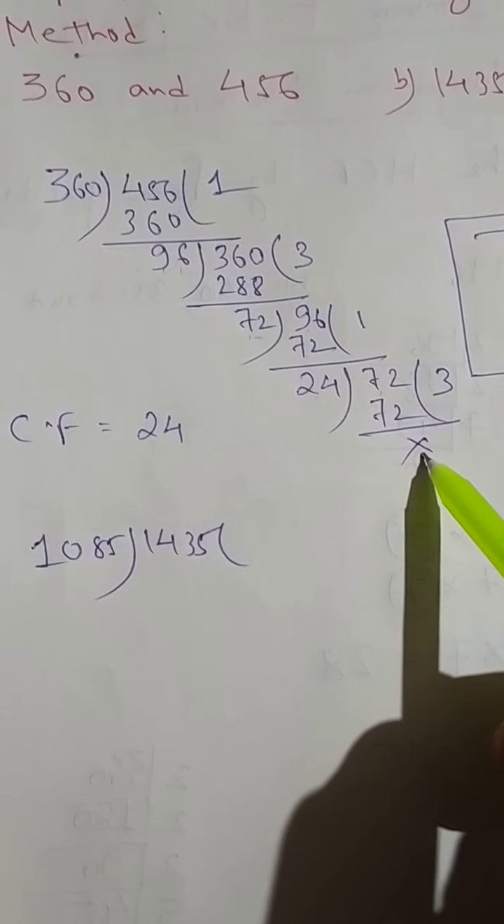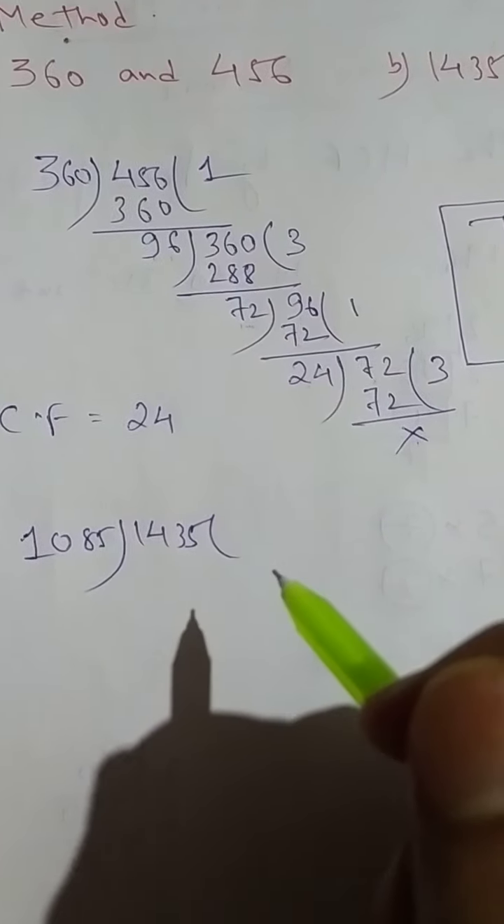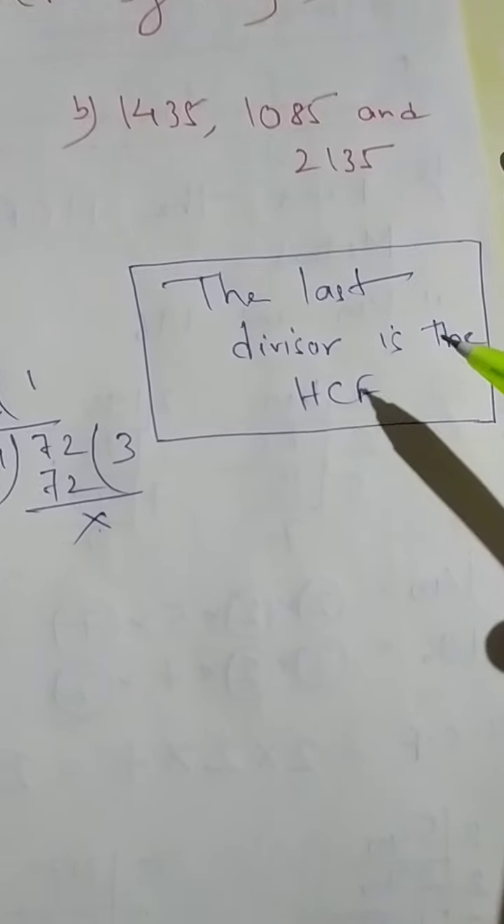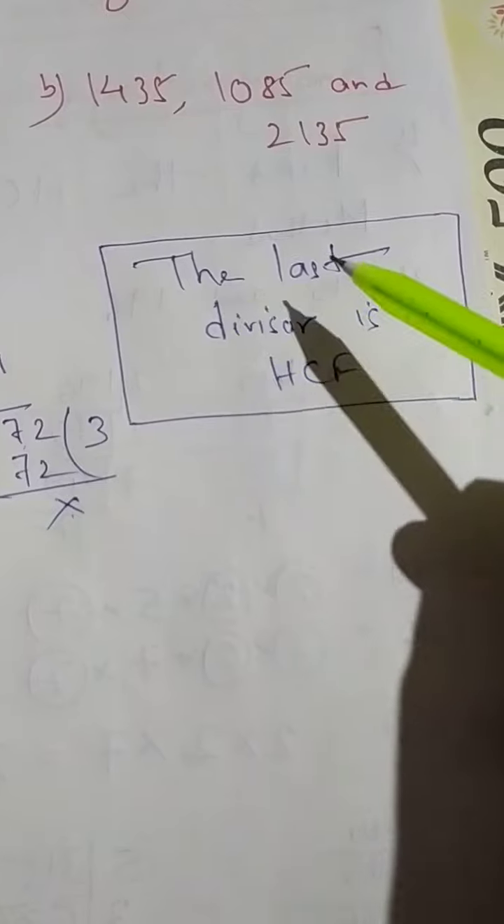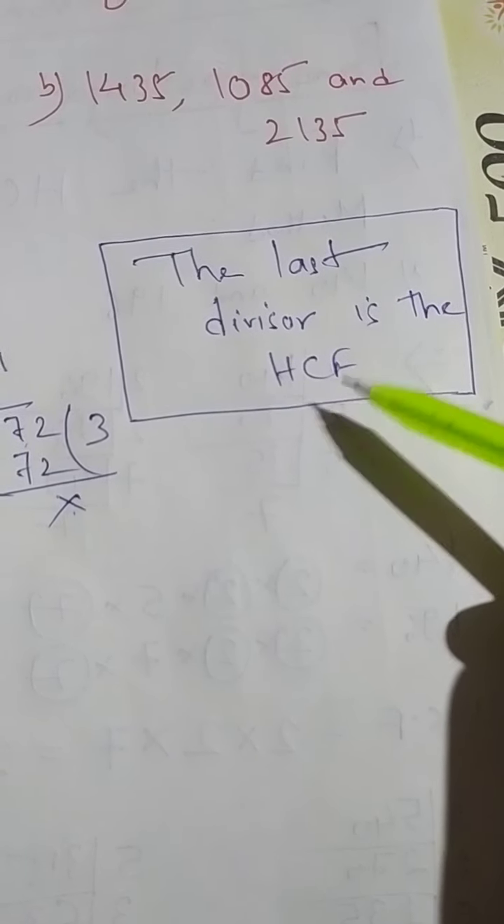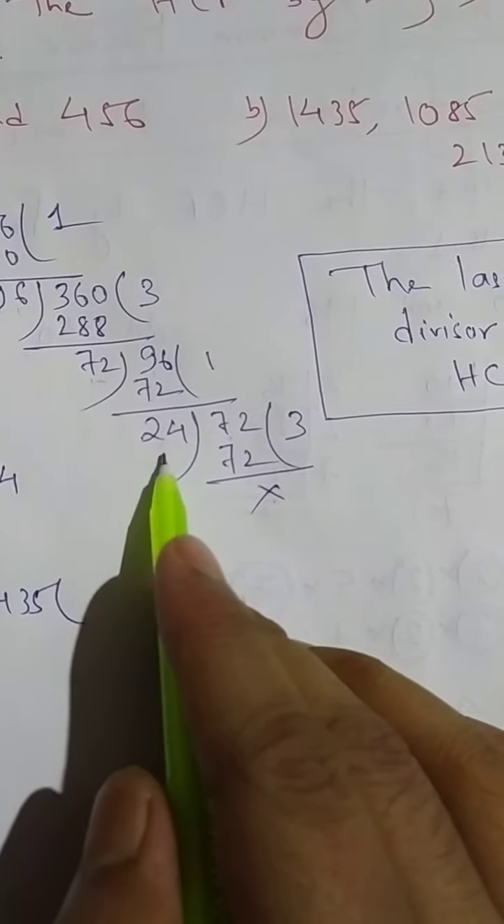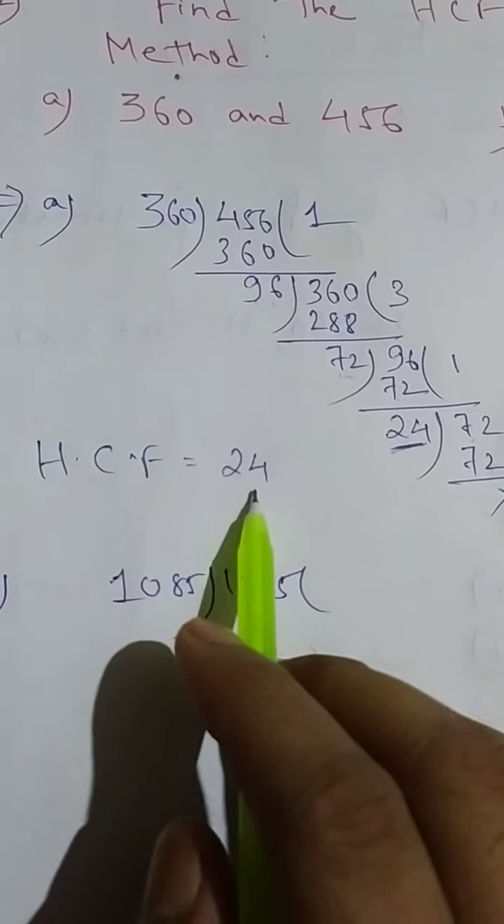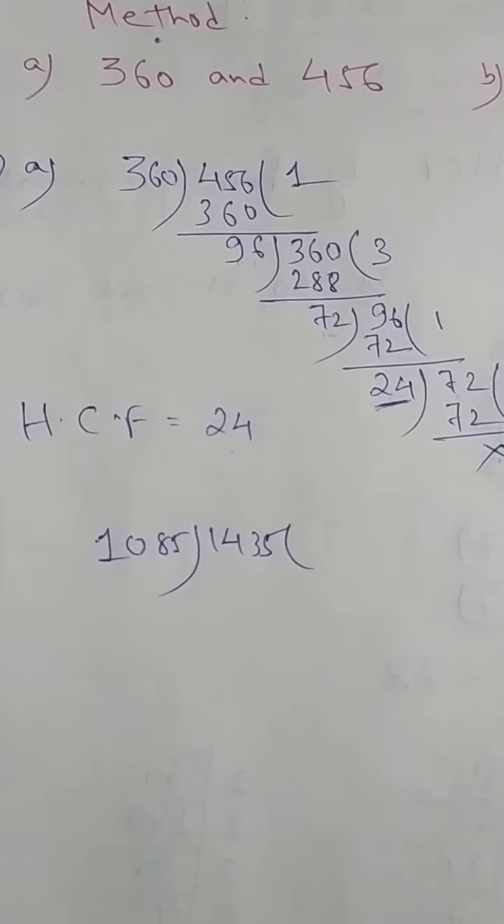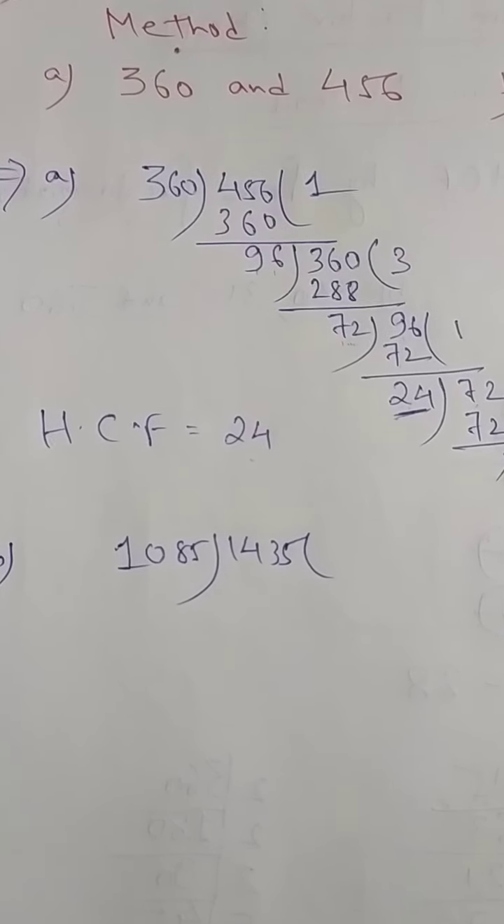And 24 threes are 72. Now remainder is 0. Here you have to stop. Now which one is the HCF? Now this thing you have to remember. The last divisor is the HCF. Remember, the last divisor is the HCF. So which one is the last divisor? 24. So your HCF is 24. Okay, I hope it is clear.